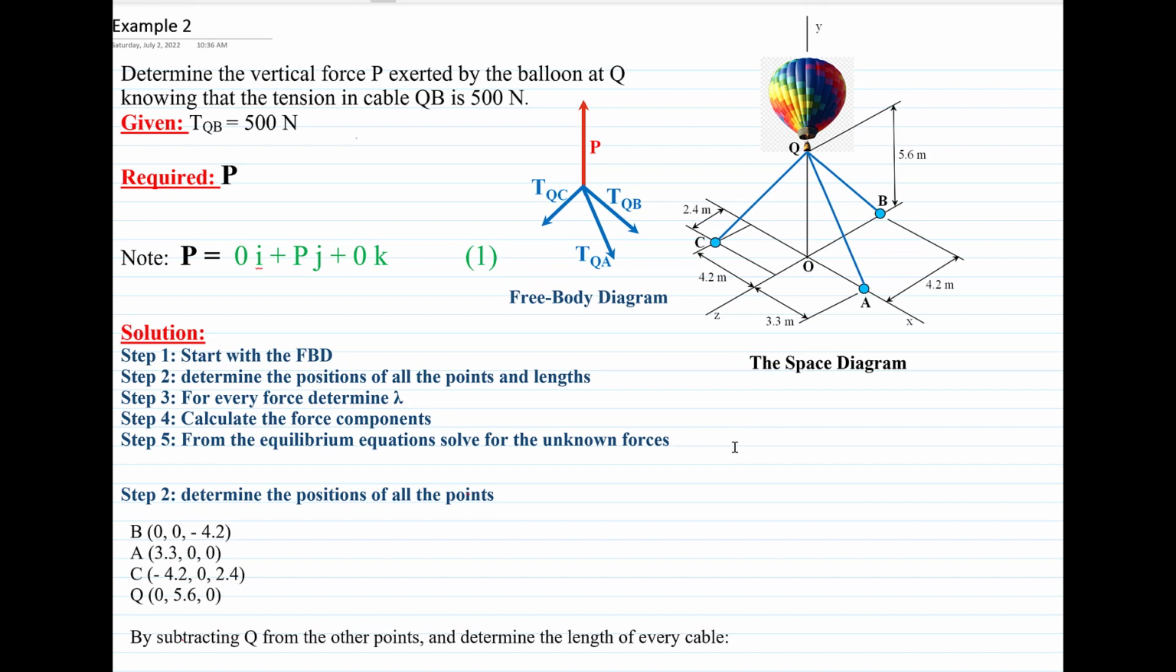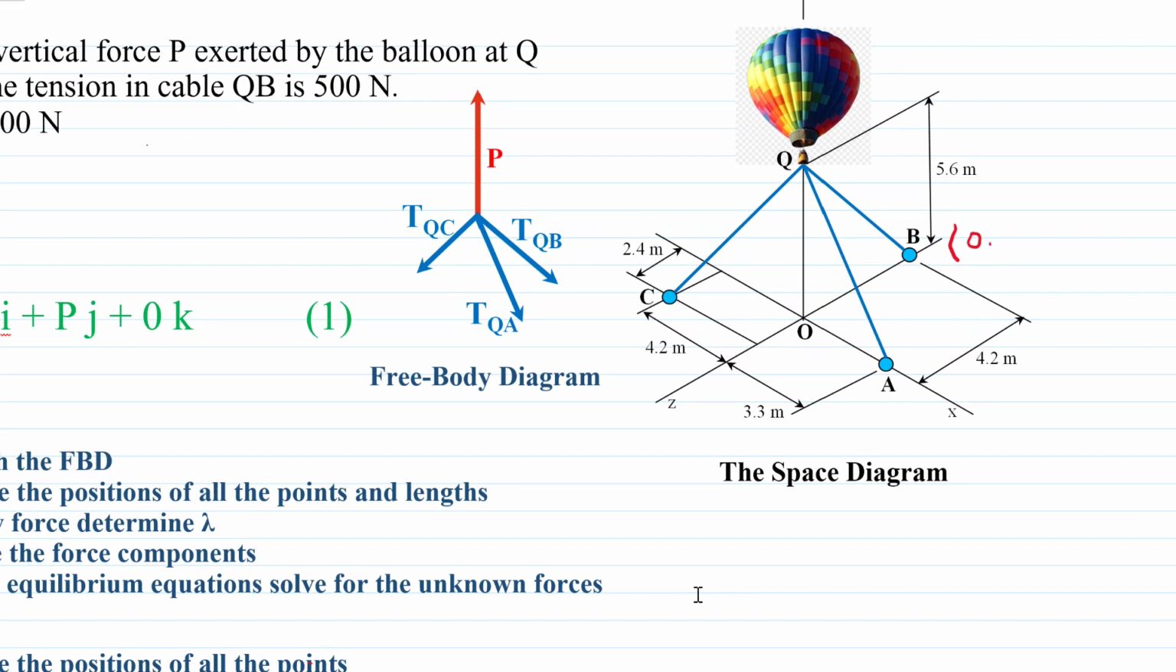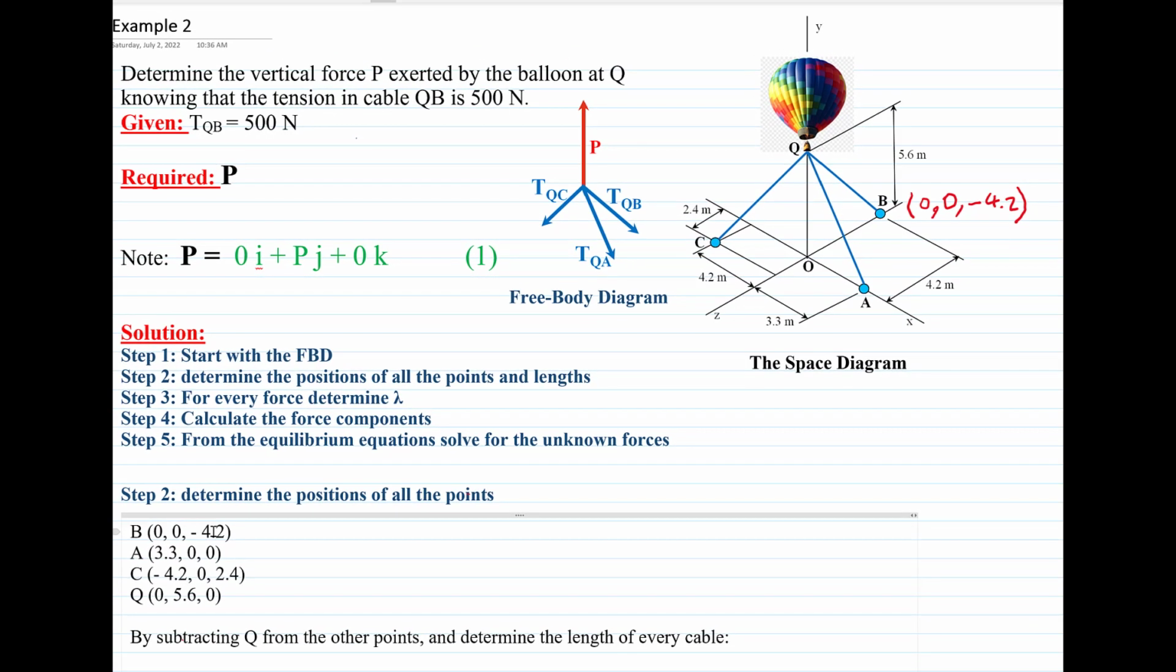So we look at point B, for example. If I want to know the location of point B, what is the value of x? It is located on the z axis, which means the value of x is 0, the value of y is 0, and the value of z is in the negative direction, which is minus 4.2. As you can see, we wrote this dimension here. The point B is 0, 0, minus 4.2. Okay.